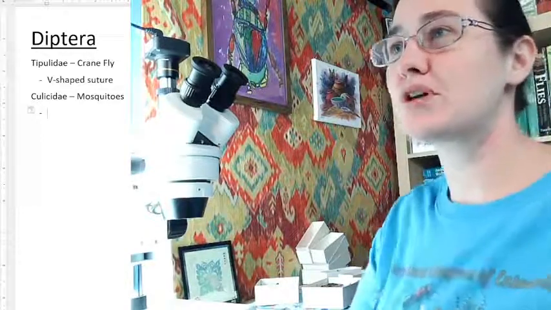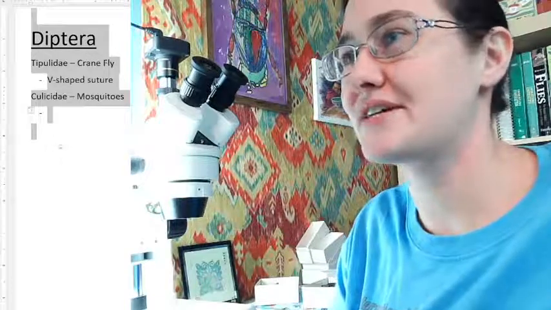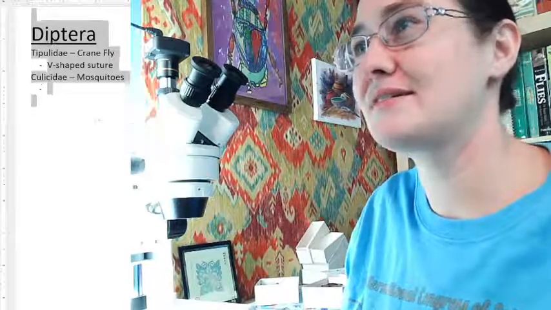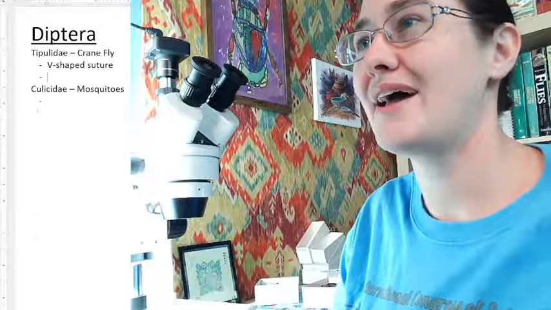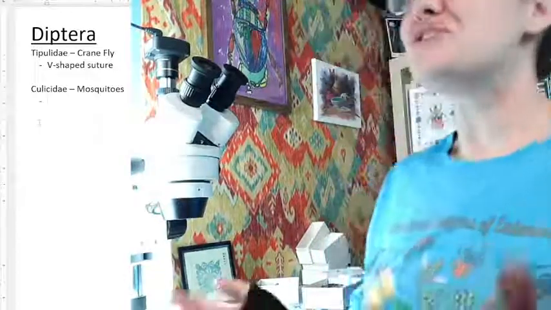Okay. So we're talking about, I want to fix this. Sorry, guys. I don't like spacing in between my lines. I like to control that. Perfect.